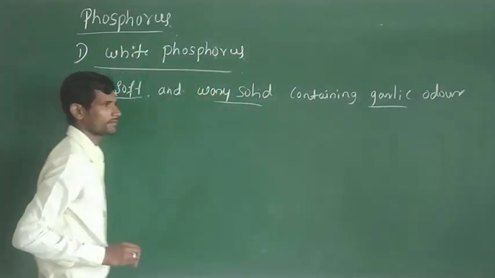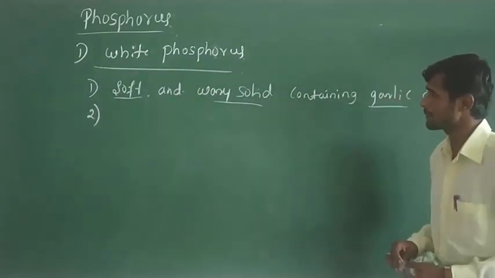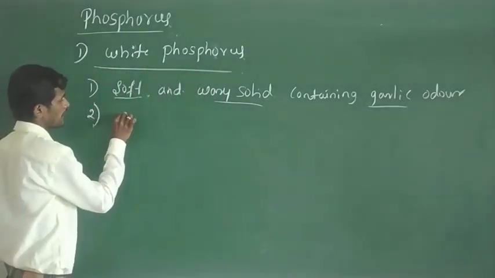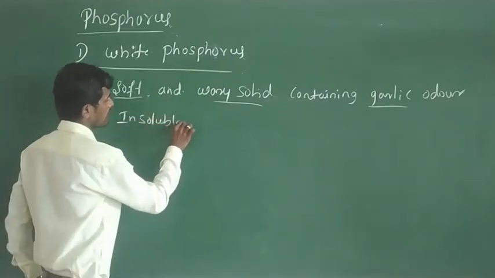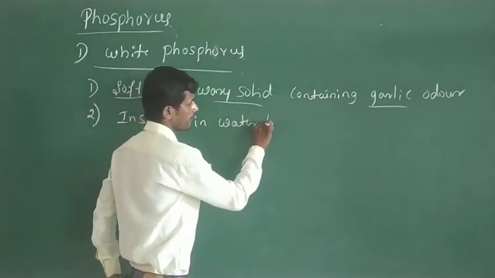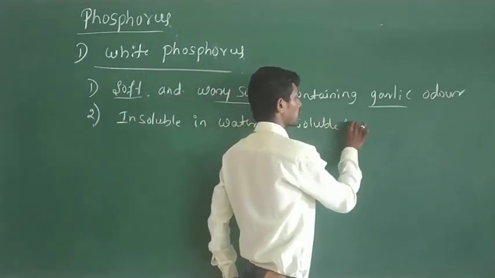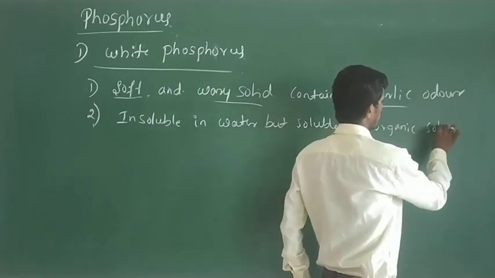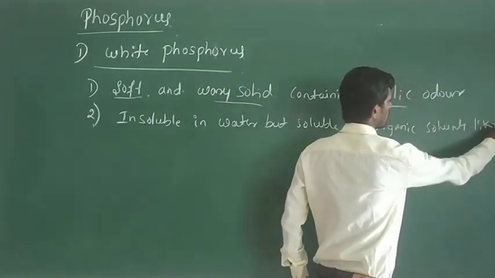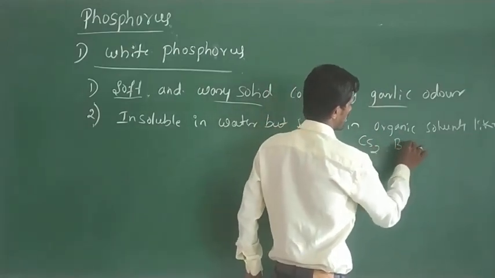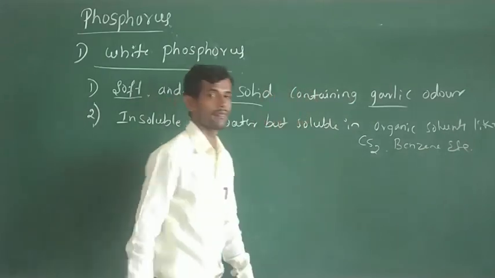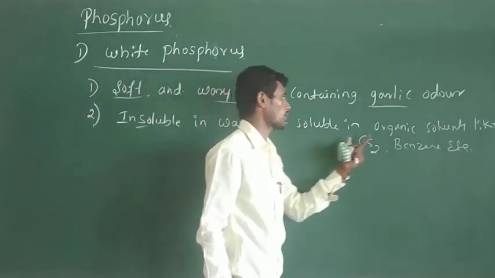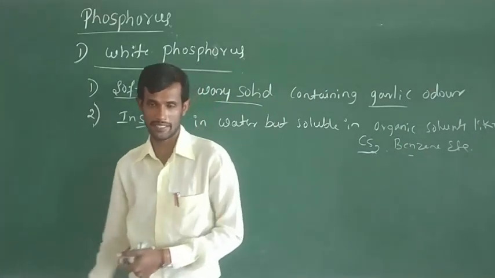Next, another point, white phosphorus is insoluble in water, but soluble in organic solvents like carbon disulfide, benzene, etc. White phosphorus is insoluble in water but soluble in organic solvents like CS2, benzene, etc.